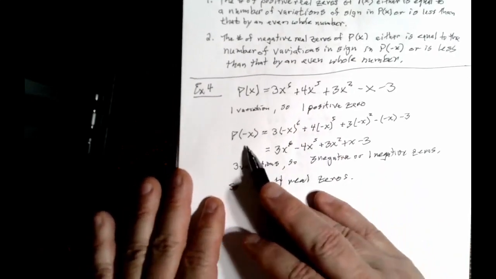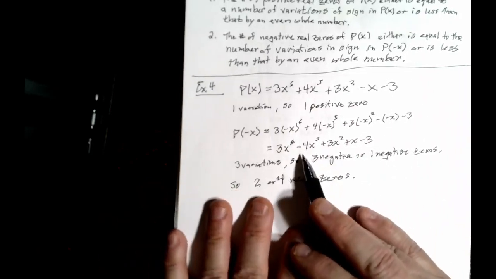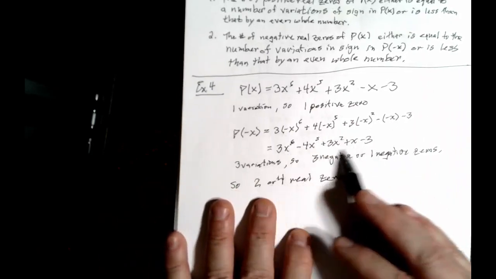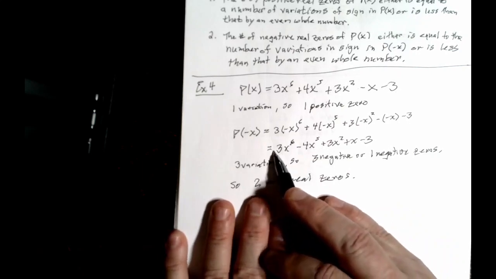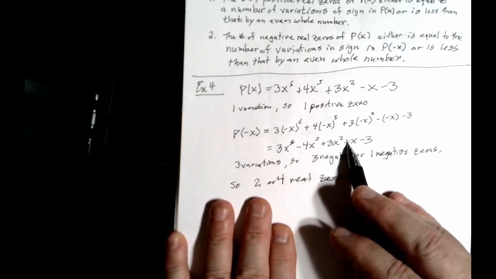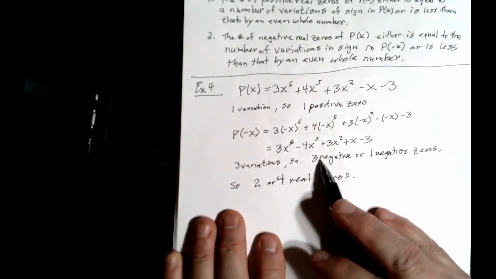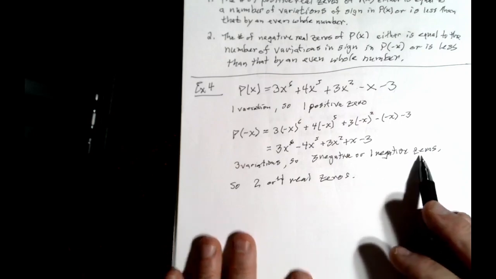Now if you plug in negative x, you can see how many possible negative zeros there are. So you plug in negative x for each one, you simplify it, count the sign changes. Positive to negative, that's 1. Negative to positive, that's 1. No. And then positive to negative, that's 1. So there's 3 variations. So there's either 3 negatives or 1 negative zero.